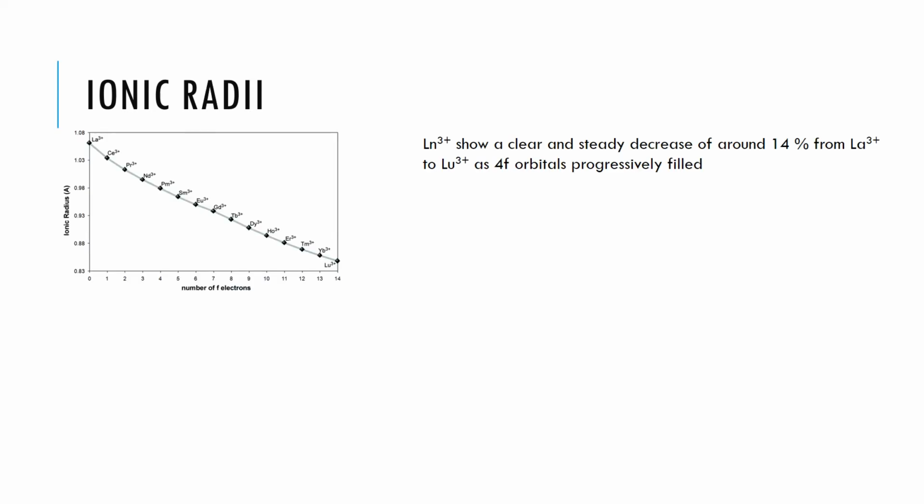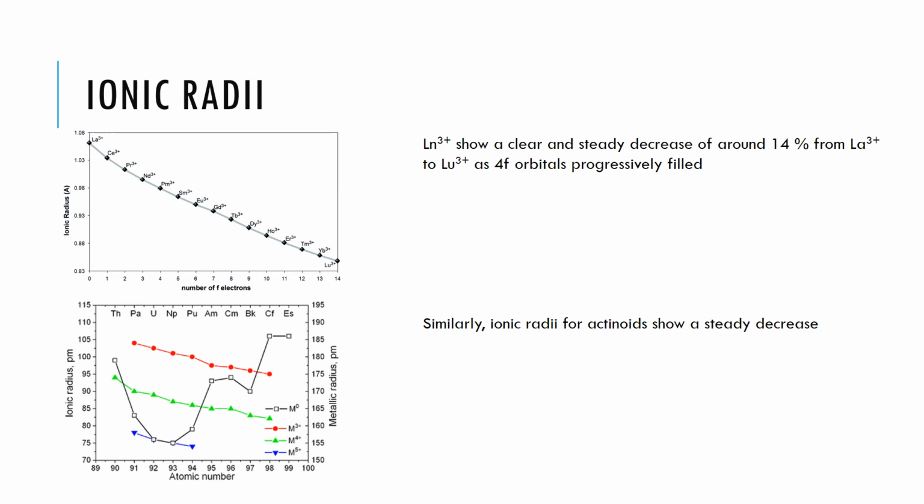Now, what about ionic radii? Well, if you look at the ionic radii of the lanthanoids, and I show you here the ionic radii of Ln3+ ions, again from lanthanum right the way through to lutetium, you'll see that there's a very clear, steady, precise decrease in the ionic radius of the 3+ ions as you cross the group. And there's around about a 14% decrease in ionic radius as you proceed from lanthanum through to lutetium 3+.